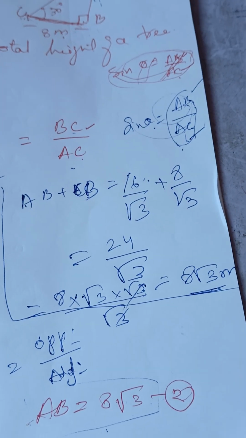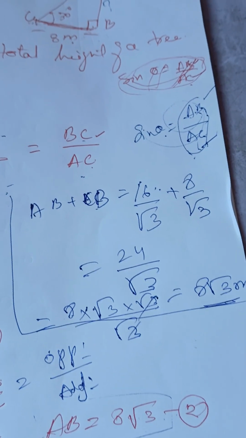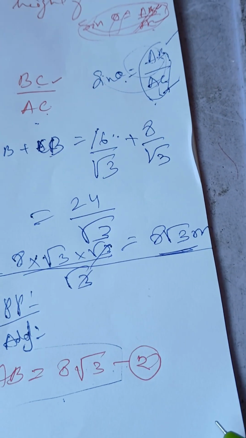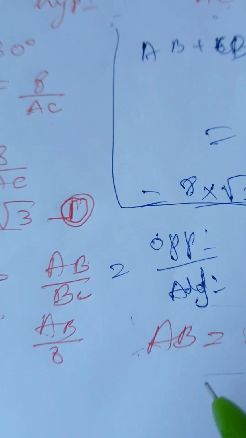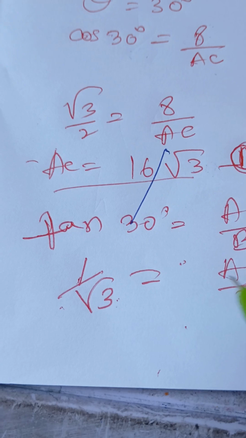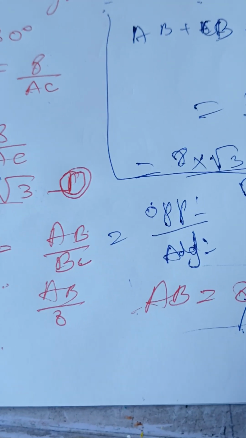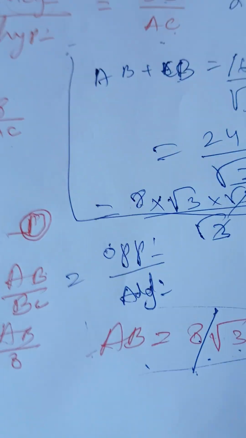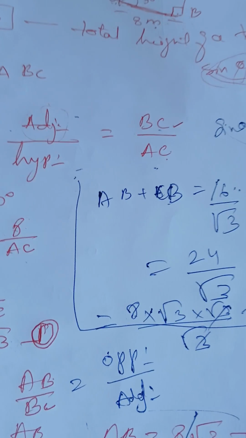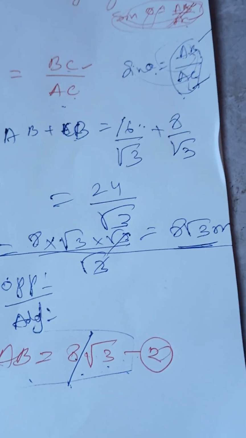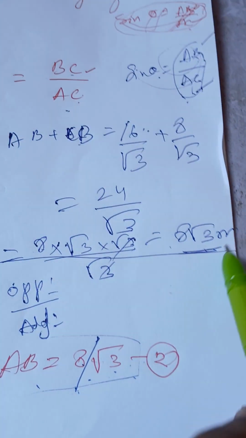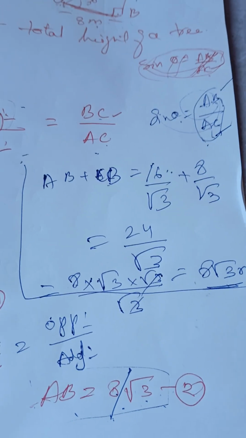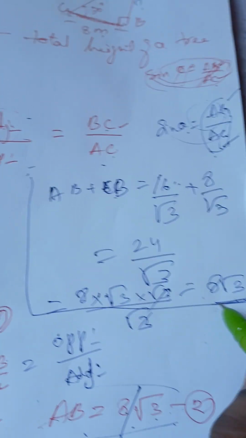Sorry, here what we have done is, when we do the cross multiplication, 8 goes over, so the value of AB will be 8 by root 3. So what is the total tree height? The total tree height is 8 root 3 meters. Is it clear? Like this you can find the height.